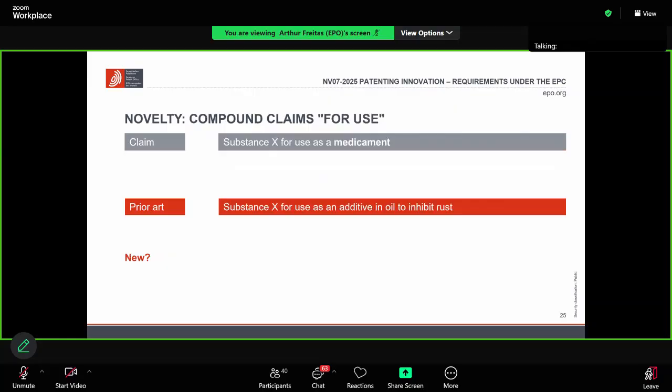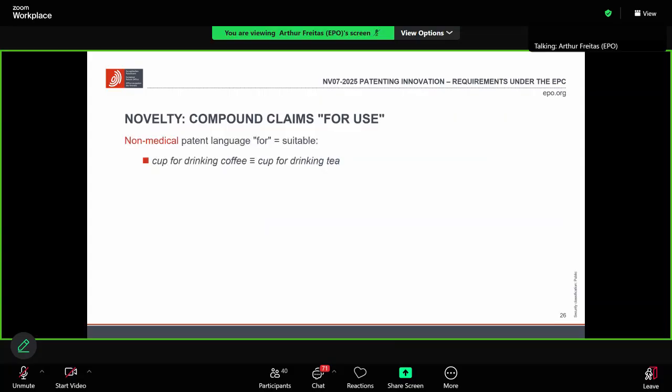But how about now? Substance X for use as a medicament. The prior art is substance X for use as an additive in oil to inhibit rust. What do you guys think? Is the claim new now? And I see people are on top of things, and yes, now the claim is new. So miraculously, Article 54(4) restores novelty of the known substance. It's the aspirin thing, right?